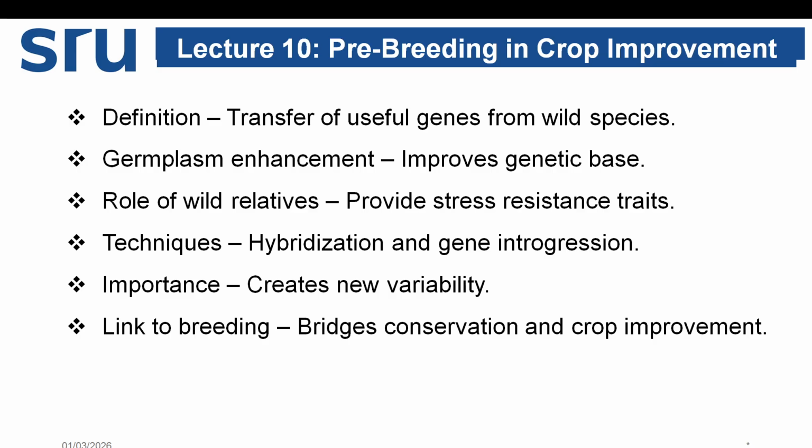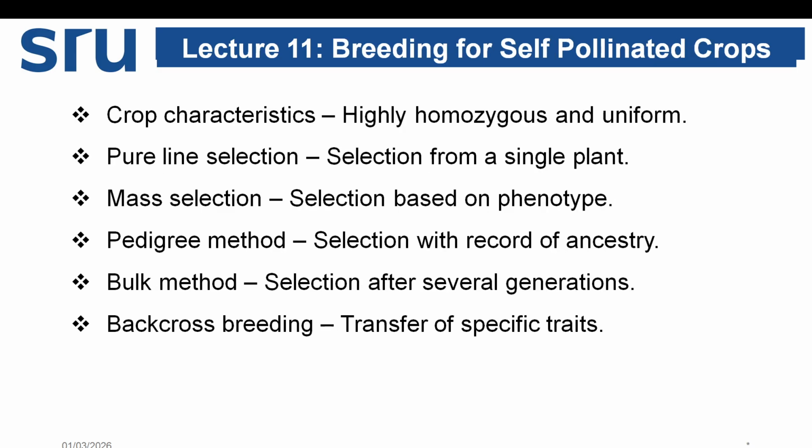Then we will see the role of wild relatives in a pre-breeding program. What are the different techniques we can use? That is hybridization and gene introgression. And what is the importance of pre-breeding? It is in creating new variability. And how can we link pre-breeding with the actual breeding program? That also we will see in lecture number 10. Pre-breeding is a most important topic.